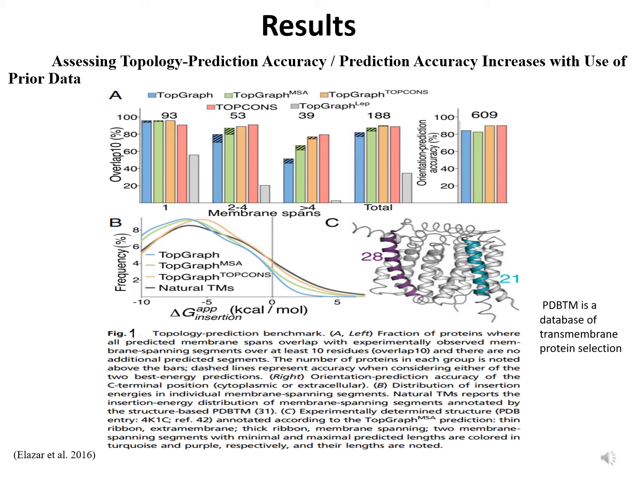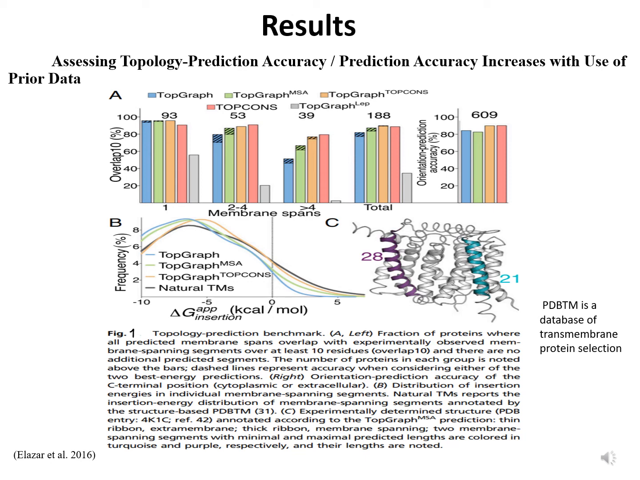Results are depicted in the graph. Letter A is the evaluation of the overlap related to membrane spans, and they evaluate the orientation prediction accuracy using 609 Escherichia coli inner membrane proteins with cytoplasmic or periplasmic location that was determined.